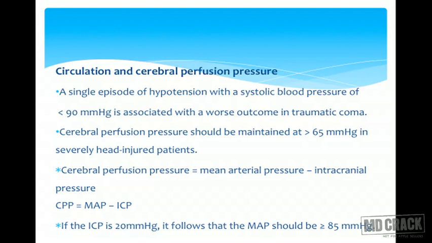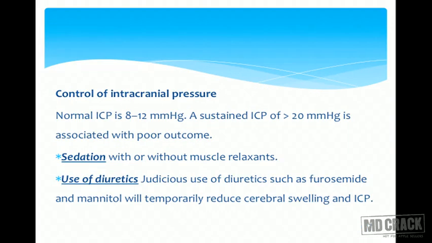We have seen earlier how to calculate cerebral perfusion pressure. That is, cerebral perfusion pressure is equal to mean arterial pressure minus intracranial pressure. So if intracranial pressure is 20 millimeters of mercury, it follows that mean arterial pressure should be more than 85 millimeters of mercury to maintain cerebral perfusion pressure of 65 and above. You can vary intracranial pressure by various means. A normal intracranial pressure is around 8 to 12 millimeters of mercury. A sustained intracranial pressure of more than 20 millimeters of mercury is associated with poor outcome.